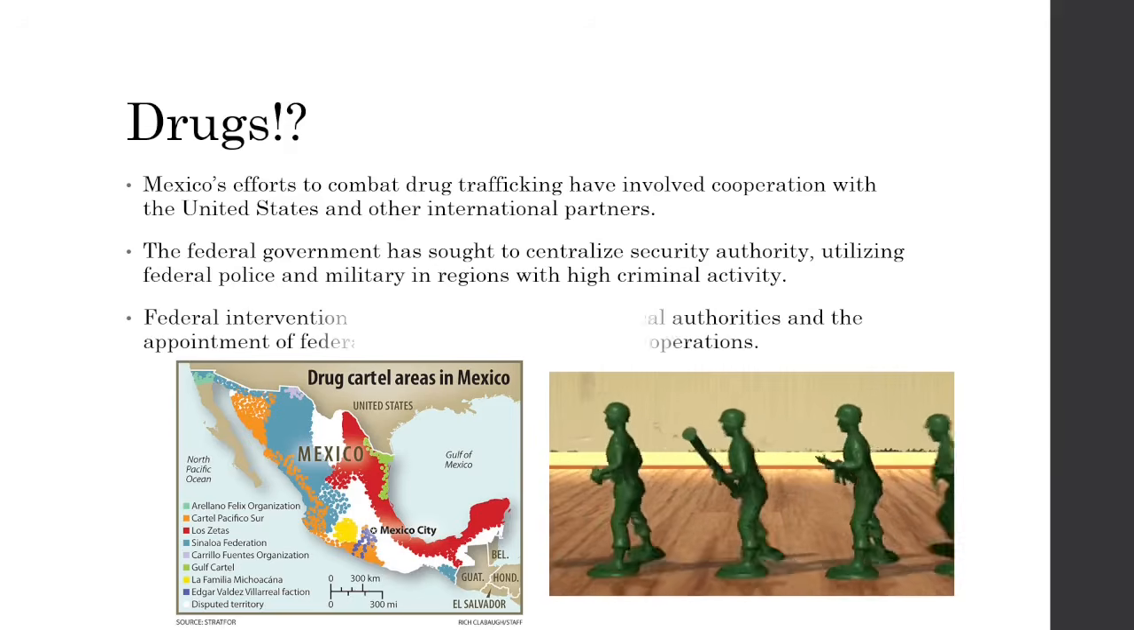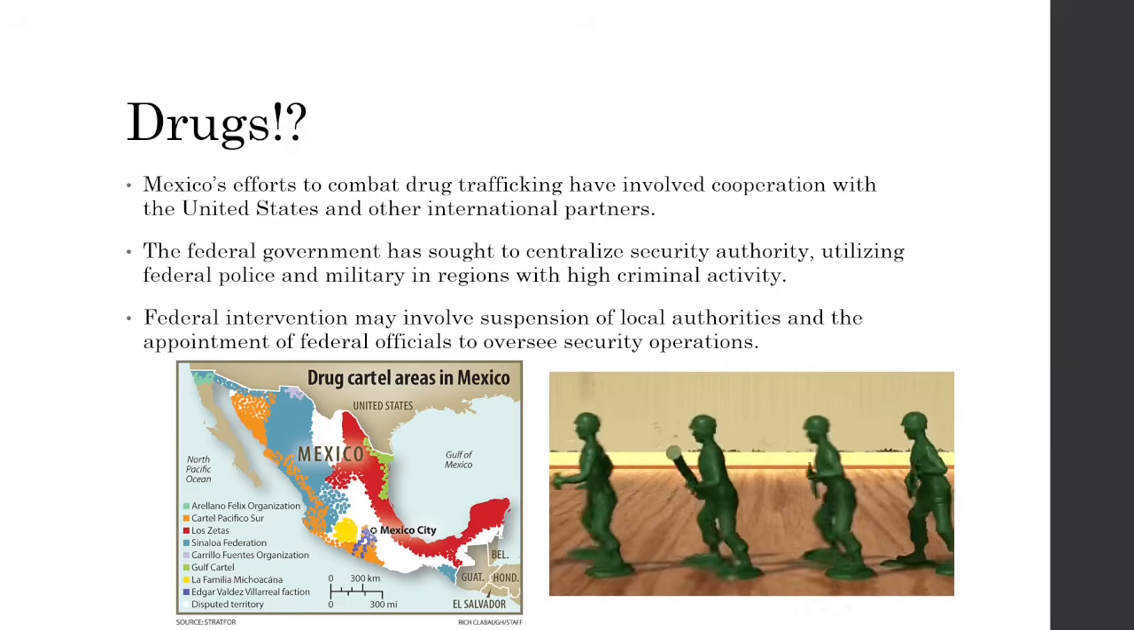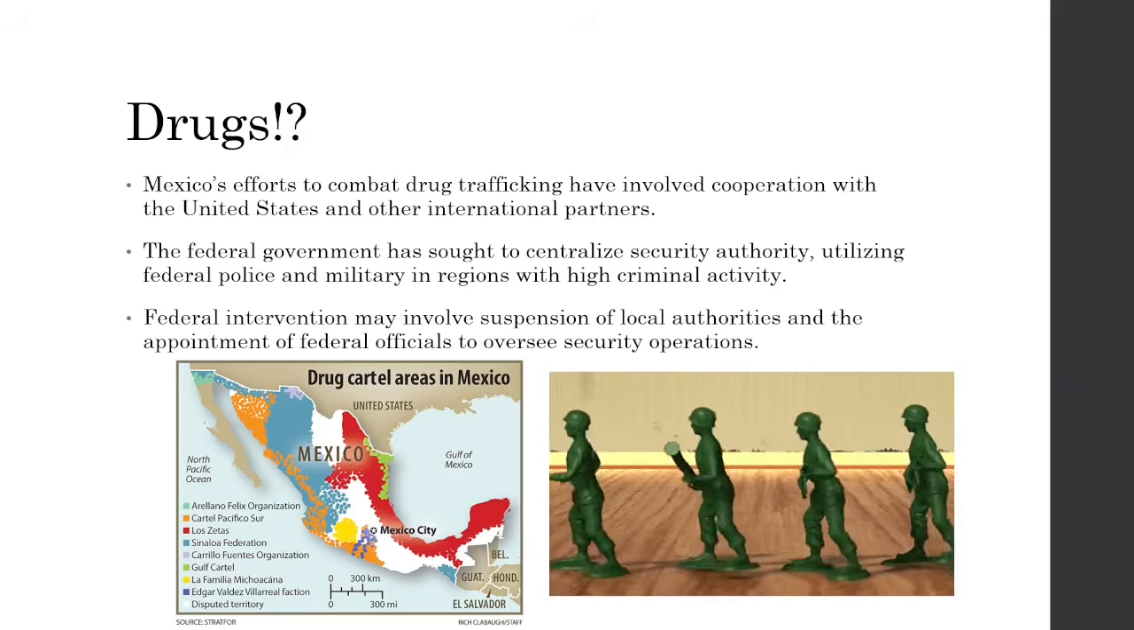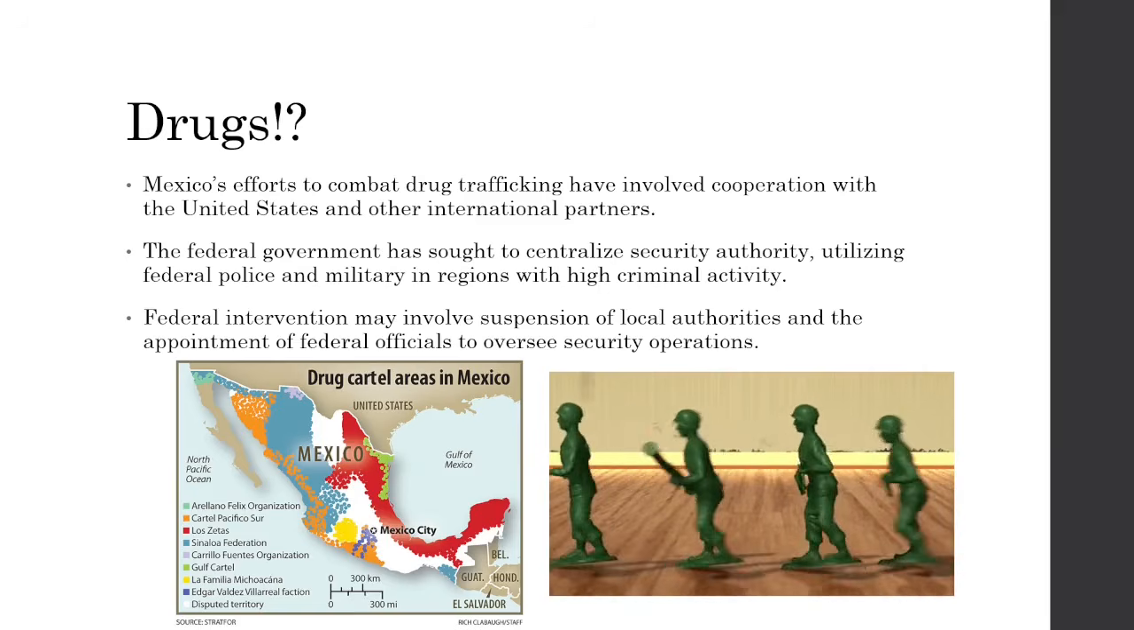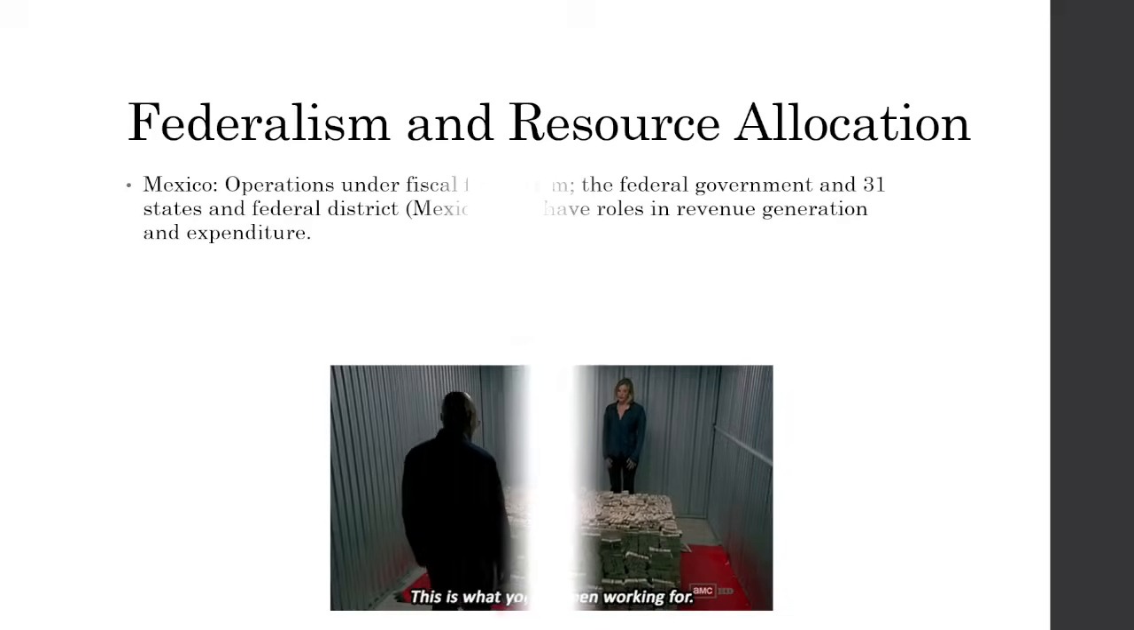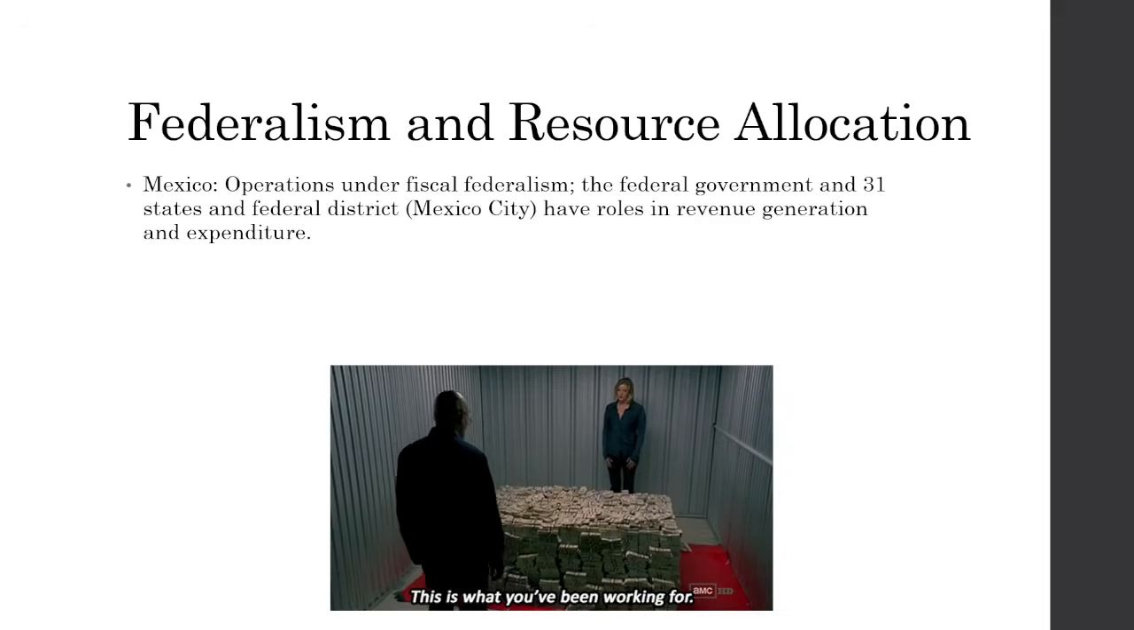So yeah. Federal intervention has involved the suspension of local authorities, taking away that local power, and the appointment of federal officials to oversee security operations, making it a very big deal. Now let's look at resource allocation, which is just the provisioning of resources. So in Mexico, operations under what's known as fiscal federalism have occurred.